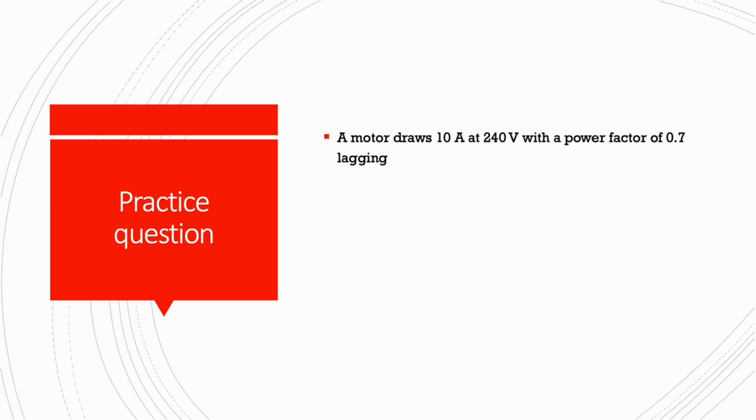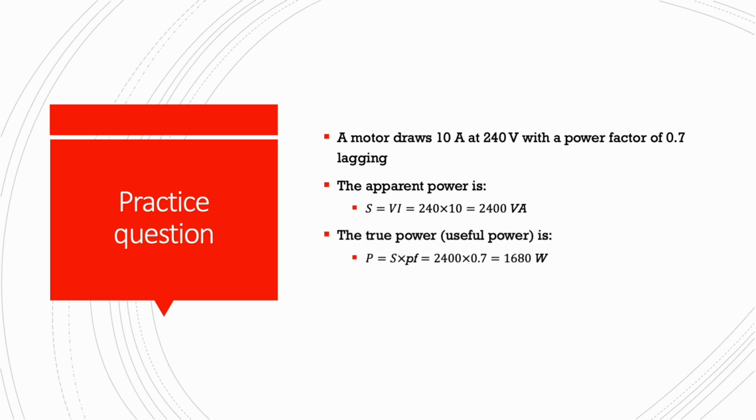Suppose a motor draws 10 amps at 240 volts with a power factor of 0.7 lagging. This means 1680 watts is doing useful work while the remaining power is wasted in reactive effects. If the power factor is corrected to 1 using capacitors, the current demand drops to 7 amps, reducing the line current by 30%, which lowers heating losses and improves efficiency.